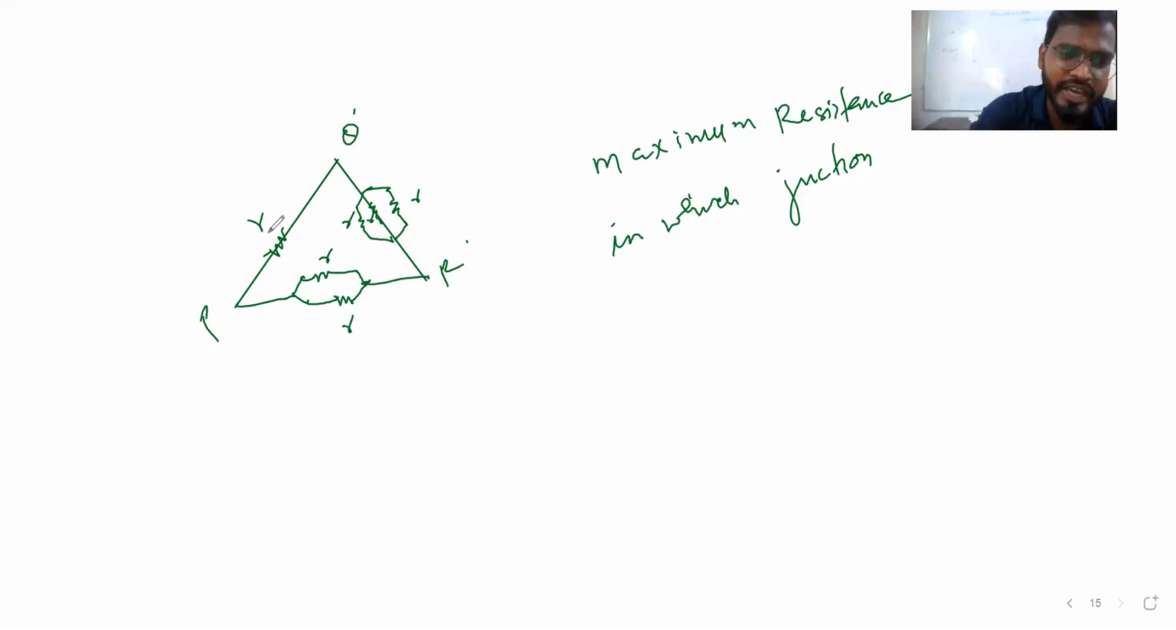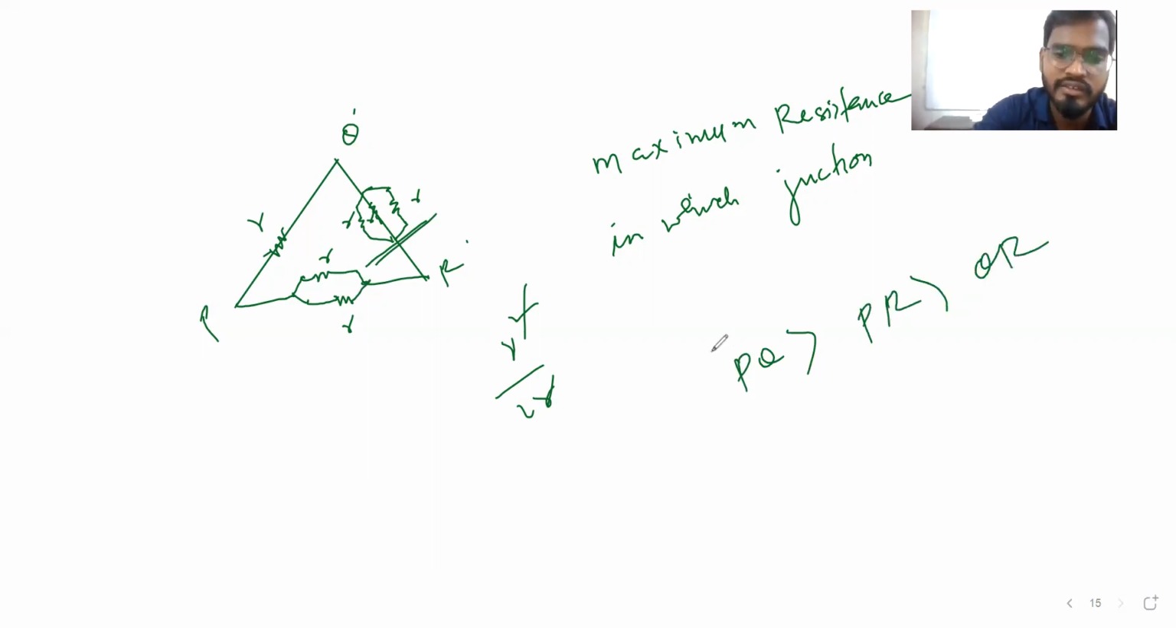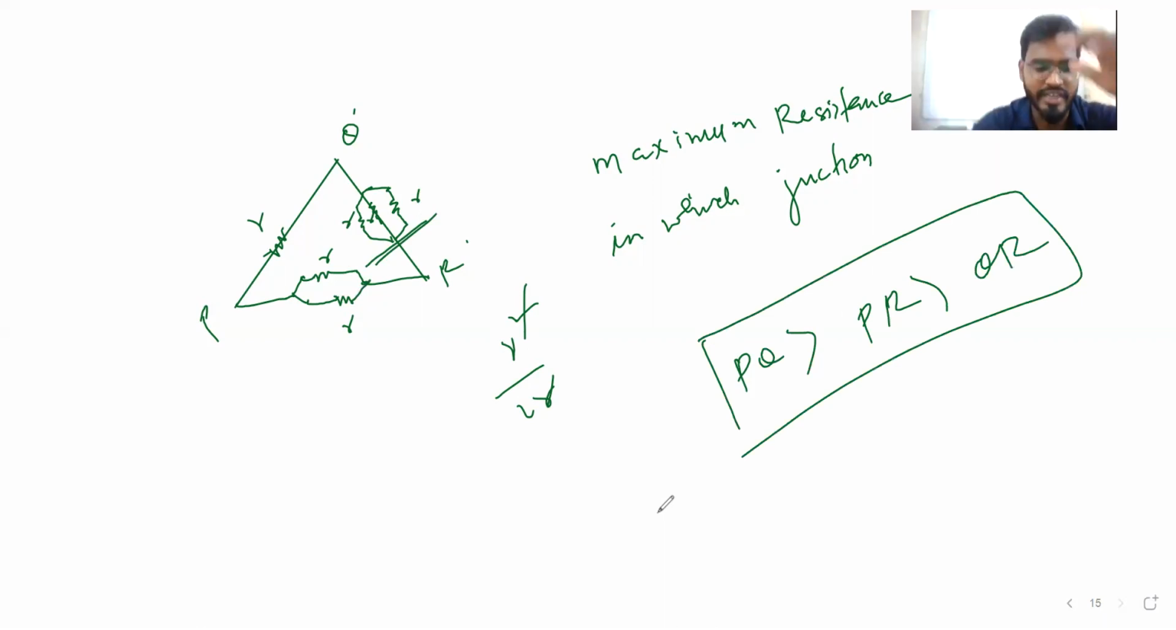Let's see. Now here is R, here parallel guys, R by 2, R by 2. What I told: whenever two resistors are parallel, multiplication by addition. So R square by R plus R, 2R, so R by 2. Here it will become R by 3. And obviously the highest is at PQ, then PR, then QR. So that will be the resistance order.